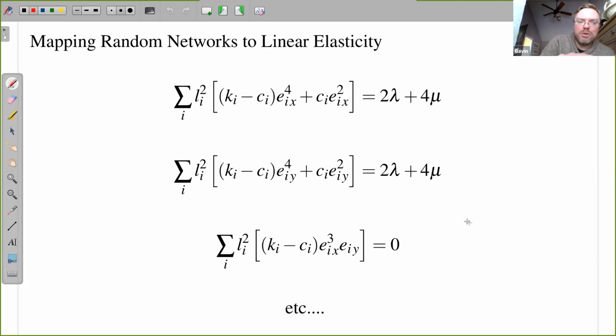But the L here is the length of the springs. The E is just the unit vector of the spring, and then you have the constants of the spring, and you're summing them all up at each node. You're summing up all around all those springs connected to that node, and then you're mapping it onto these Lamé coefficients that can then be used to calculate, for example, Young's modulus and Poisson's ratio. Okay.